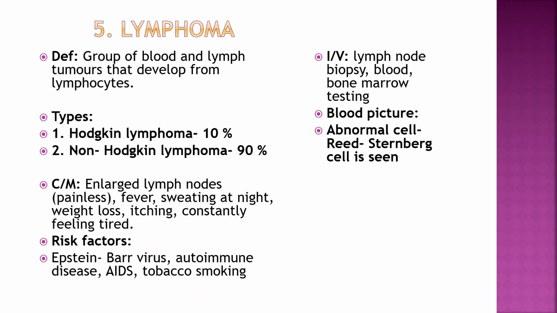Clinically, enlarged lymph nodes that are painless, fever, sweating at night, weight loss, itching, constantly feeling tired. Risk factors can be Epstein-Barr virus infection, autoimmune disease, AIDS, tobacco smoking. Investigations: lymph node biopsy, blood and bone marrow testing can be done. So in blood and bone marrow, you can see abnormal cells, that is Reed-Sternberg cells seen in lymphoma.